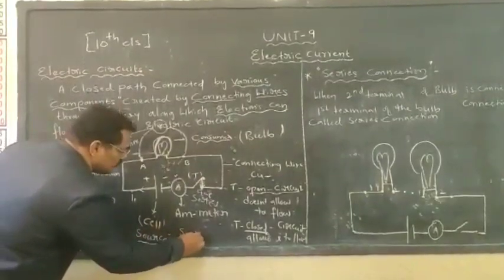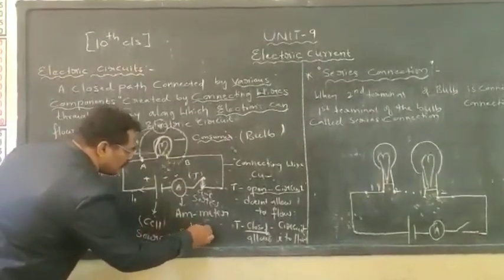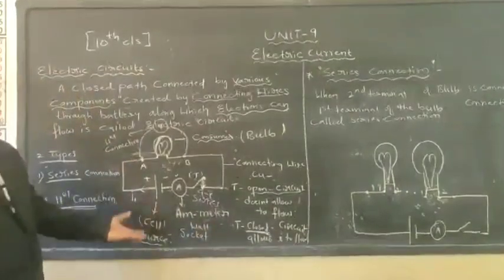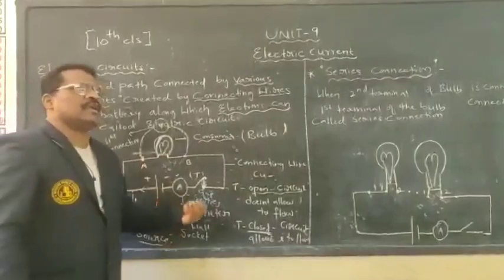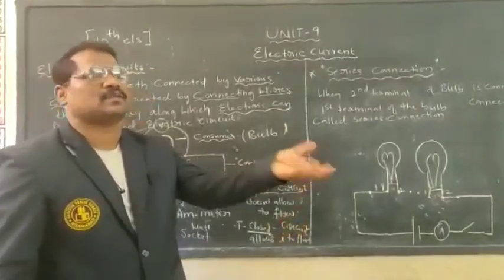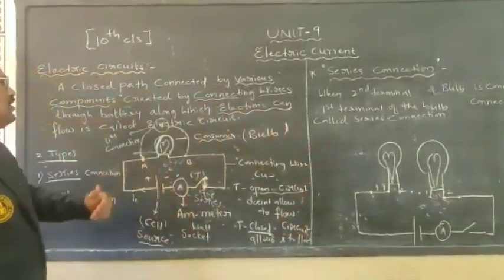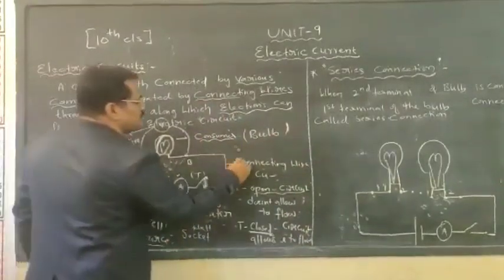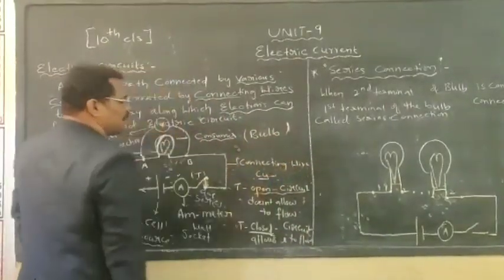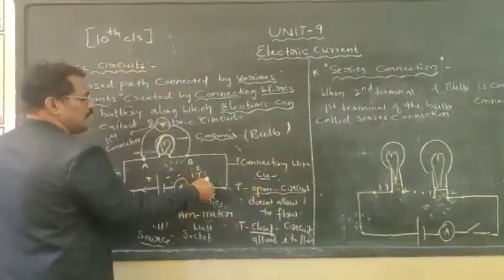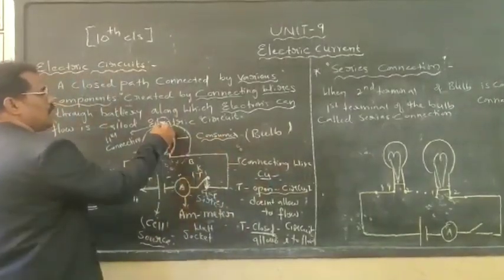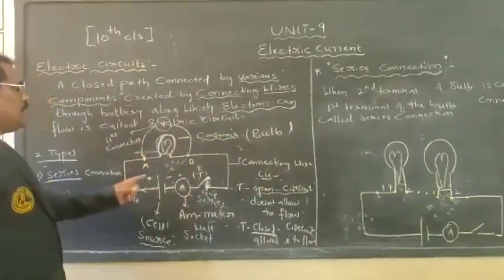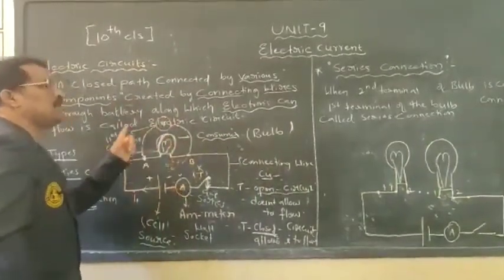We can also take a wall socket, which is also called a source, or a dynamo, which is also called a source. All of these are sources. Connecting wires are made up of copper. I have taken a key, a plug key, an ammeter and a voltmeter, and these are all components.